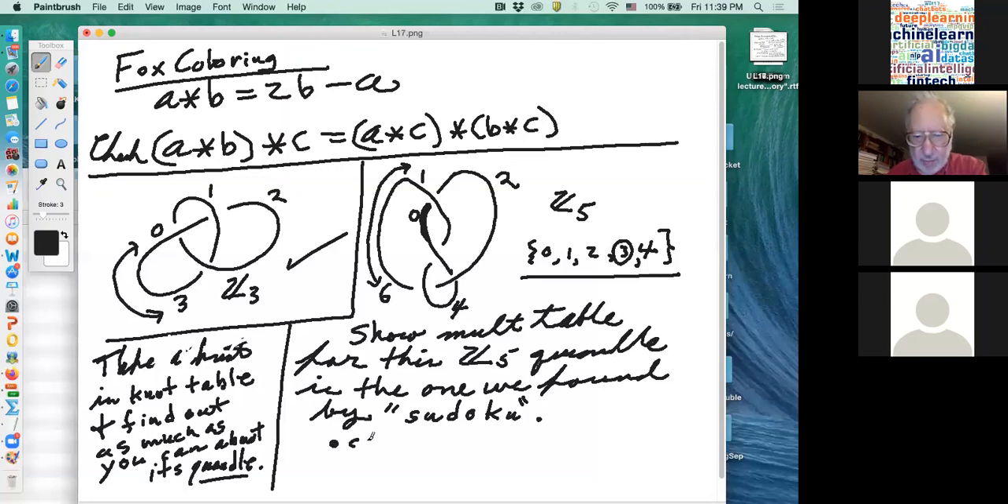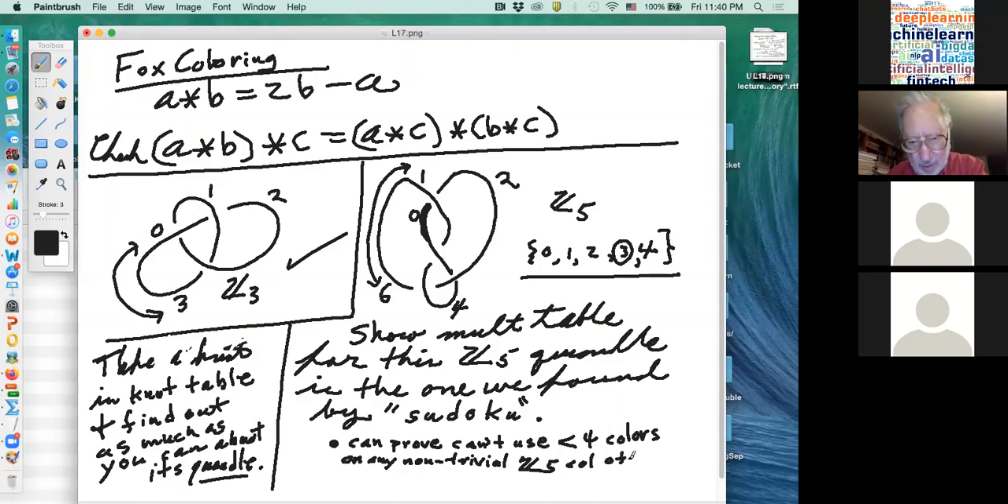One is, you can prove that you can't use less than 4 colors on any non-trivial Z5 coloring of a knot. It isn't restricted to the figure 8 knot, there are many knots that can be colored in Z mod 5. And if you have one that can be colored in Z mod 5 in a non-trivial way, then you will be unable to use less than 4 colors to do it. 4 is the minimum.